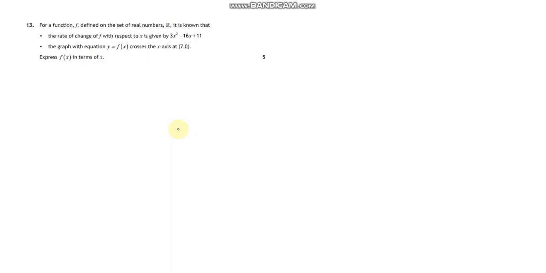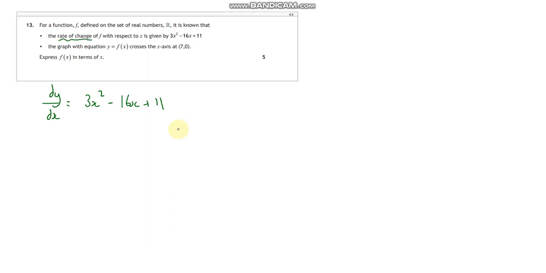It's effectively saying that dy by dx, the rate of change, is equal to 3x squared take away 16x plus 7. That's what rate of change means. It's the differential, it's the gradient. And it wants me to work out f of x. So to do that, I'm going to have to integrate.